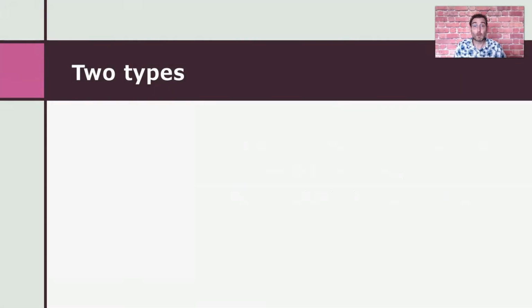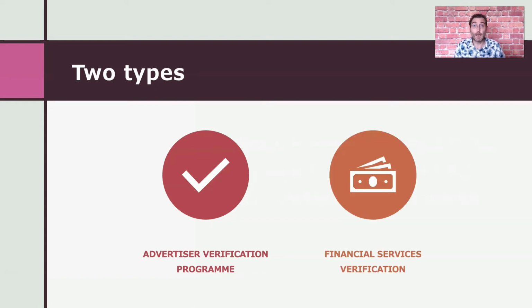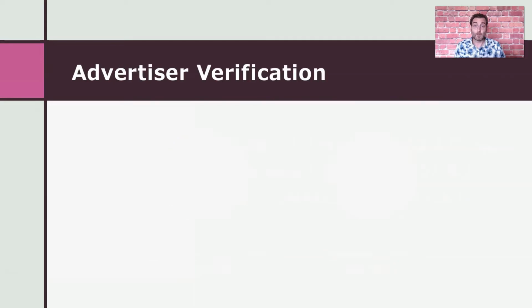So if you want to run Google Ads to promote your business and bring in new clients as a mortgage broker or financial advisor, then there are two types of verification that you will need to go through. The first of these is what Google calls the Advertiser verification program. This is something which all advertisers are required to do, regardless of what kind of products or services they're advertising. And the second type of verification you need to complete is the financial services verification, which, as the name implies, is specifically for people who are advertising things like mortgages, pensions, investments, etc. on Google Ads. So let's talk first of all about the general advertiser verification program.